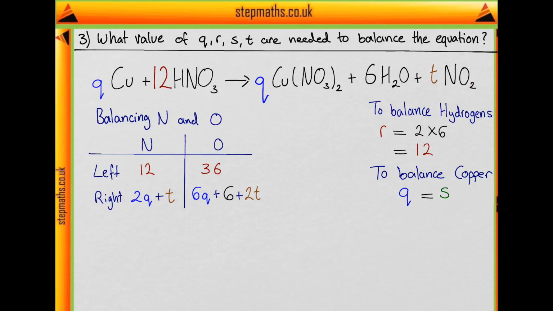To be balanced, the left side has to equal the right side. So for nitrogen, that will give us 12 equals 2Q plus T, and we will label this as equation 1. And for oxygen, we have 36 equals 6Q plus 6 plus 2T, and we will label this as equation 2. So now we have 2 simultaneous equations.